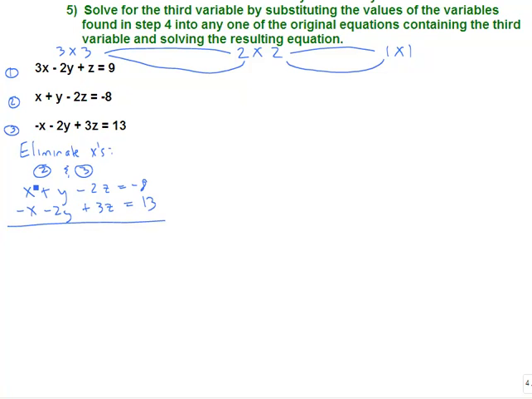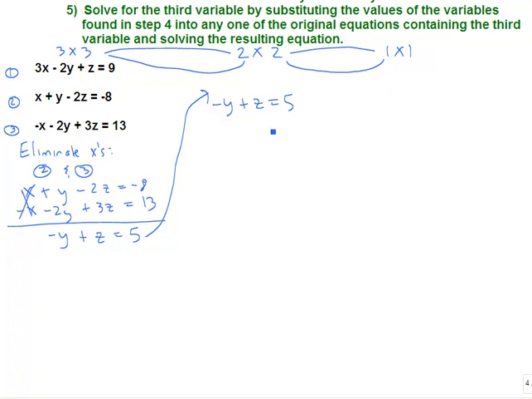If I add down, the x's cancel each other out. y minus 2y is -y. -2z plus 3z is 1z, or just z. And -8 plus 13 is 5. So now this becomes the first equation in our 2 by 2 system. What we need is a second equation that also has y's and z's in it, so that we can then proceed to our 1 by 1 system.